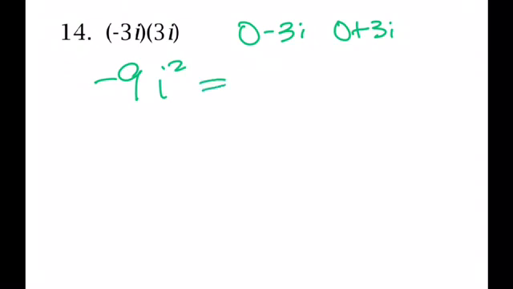Okay, number 14, negative 3i times 3i. These are actually conjugates of each other, because it's like 0 minus 3i and 0 plus 3i, so they're complex conjugates. When I multiply, I'm going to have negative 9i squared, which gives me a real number of positive 9. And that's what happens when you multiply a number by its conjugate. You'll get a real number.